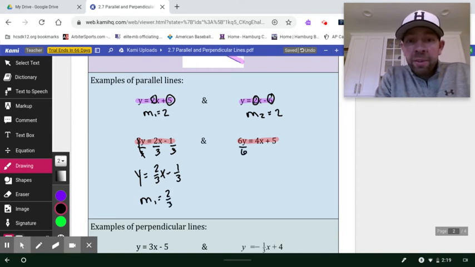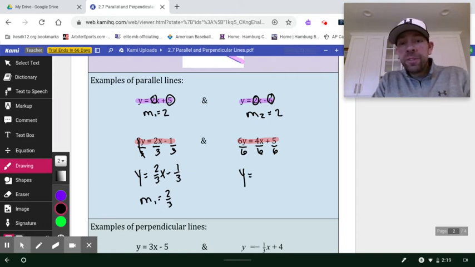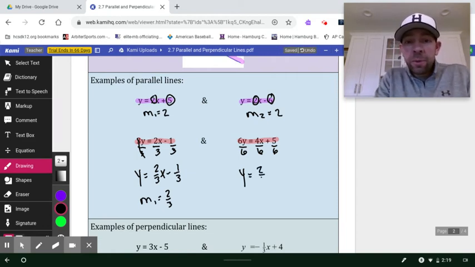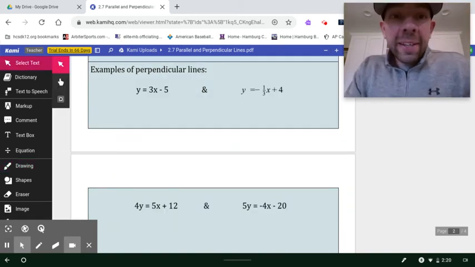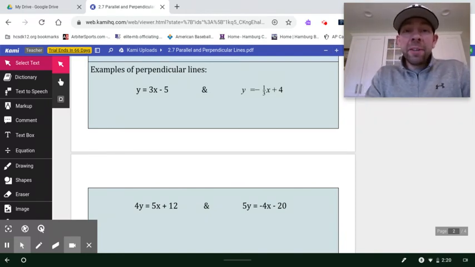Over here, we're going to divide everybody by 6. And we get y equals, now that 4/6 reduces to 2/3. And so the slope of the second line is 2/3, and because they are the same, these lines are also parallel. Now let's look at some lines that might be perpendicular to each other.